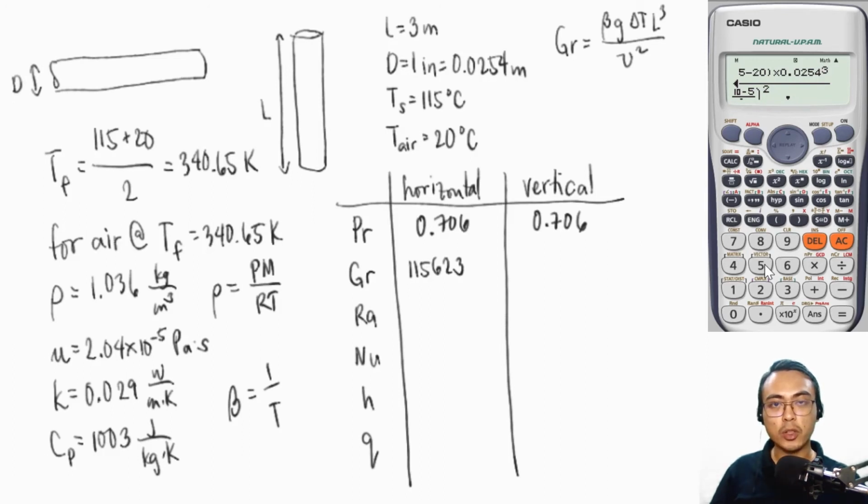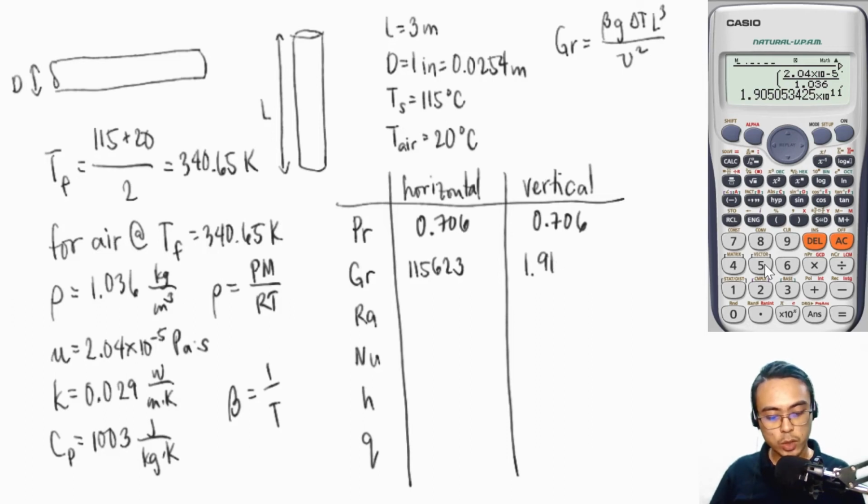For the Grashof number of the vertical cylinder, we simply change the value of the characteristic length from 0.0254, which is the diameter of the cylinder. We convert this to the length of the cylinder, that is 3. Our Grashof number in comparison is very large, that is 1.91 times 10 raised to 11.